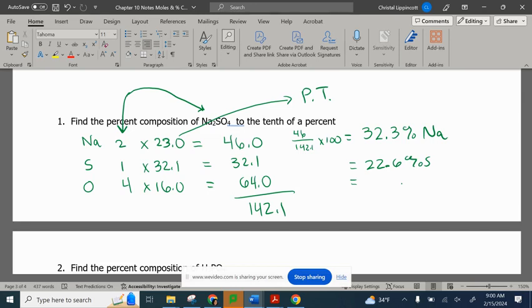And then my oxygen, 64. I end up with 45.0% oxygen. I add these up and they should come up to be 100. You might, in this case, for example, you might end up with 99.9. That's okay. You get off more than that and you probably need to recheck your math.